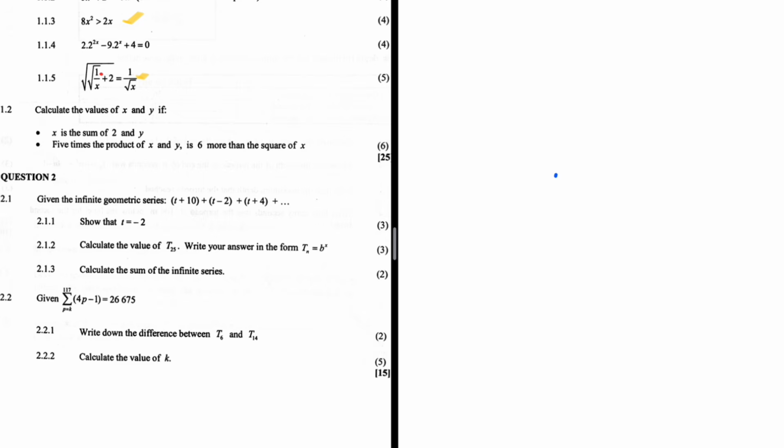Let's take a look. 2.1.1. Given the infinite geometric series, show that t is equal to minus 2. So we know that it is geometric. If it is indeed geometric, then t3 over t2 should be equal to t2 over t1, because we have a common ratio. If it was arithmetic, we would have t3 minus t2 being equal to t2 minus t1. But anyway, let's take a look.